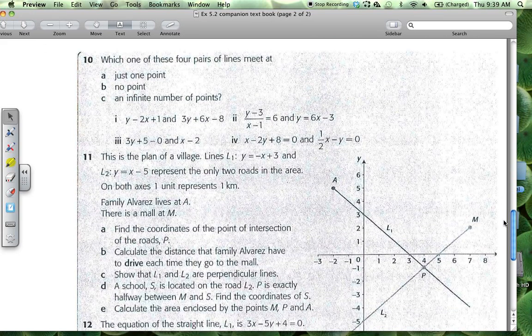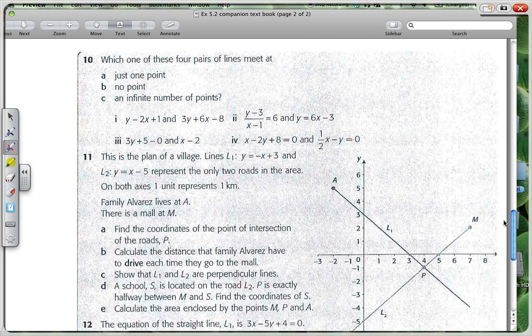Going on to question 10. Which of these 4 pairs of lines meet at just one point, no point, or at an infinite number of points? So we've got to look at each one here. Now in looking at them, let's just put each one in the form y is equal to mx plus c, and then we'll be able to compare them.